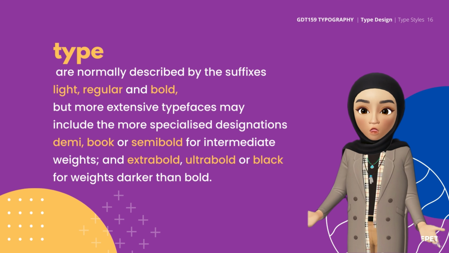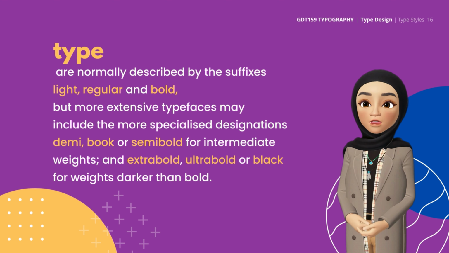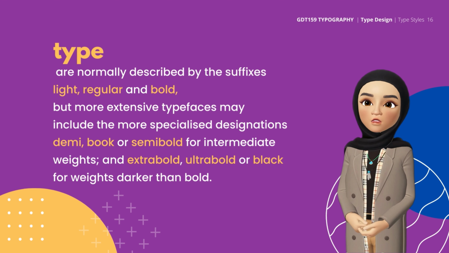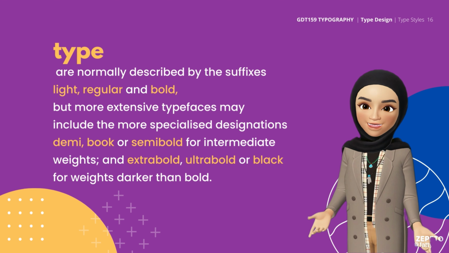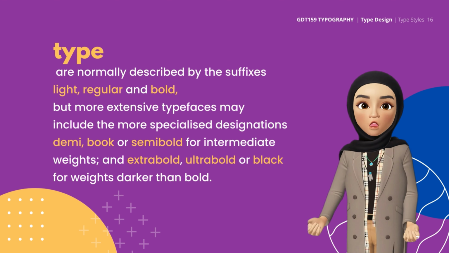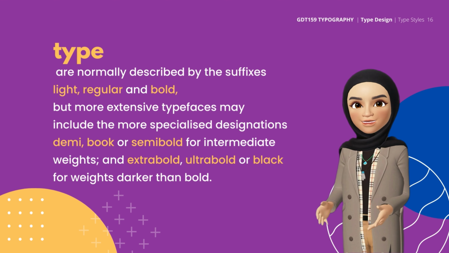Types are normally described by the suffix light, regular, and bold, but more extensive typefaces may include more specialized designations, for example, demi, book, or semi-bold for intermediate weights, and extra bold, ultra bold, or black for weights darker than bold.